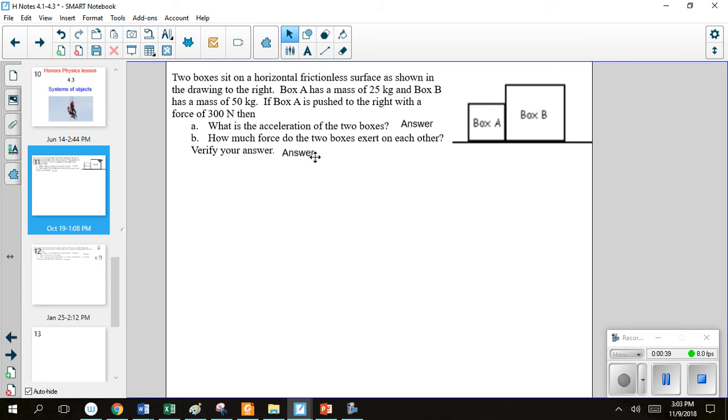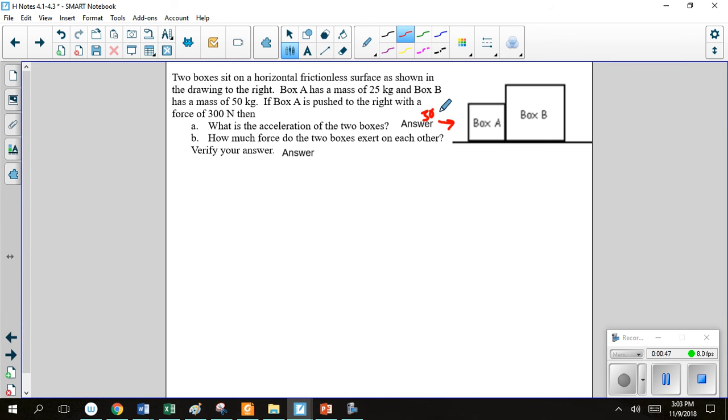If you push box A with a force of 300 newtons, and this is not a free body diagram, I'm just showing you that there's a force of 300 newtons being applied over there, then what's going to happen? What's the acceleration of the two boxes? We want to draw these separately. So here's box A, 25 kilograms, and then here's box B, with 50 kilograms.